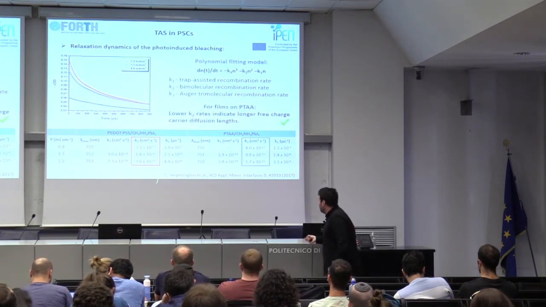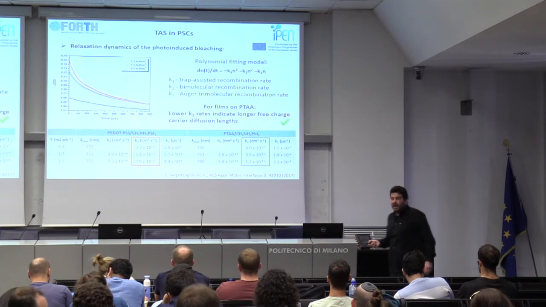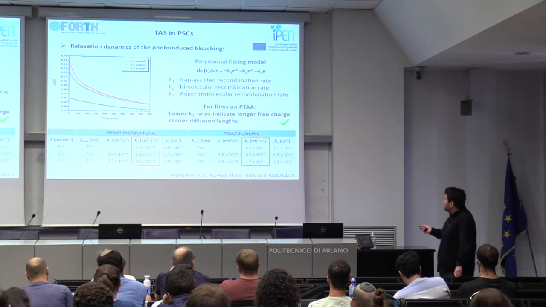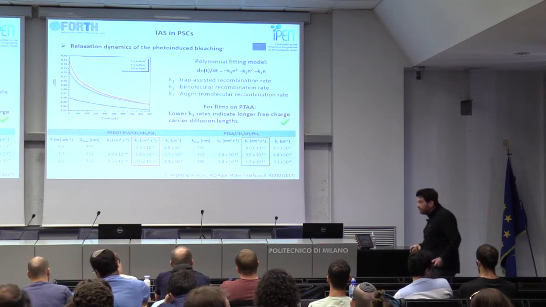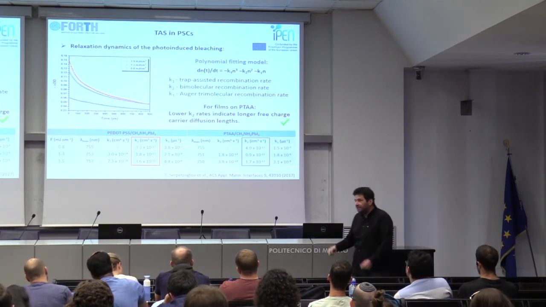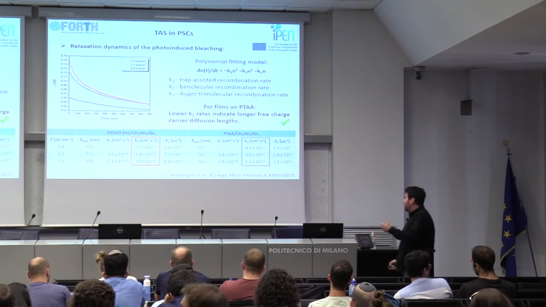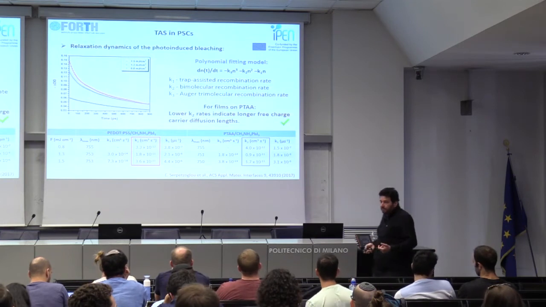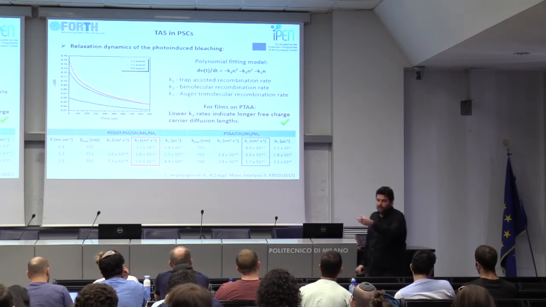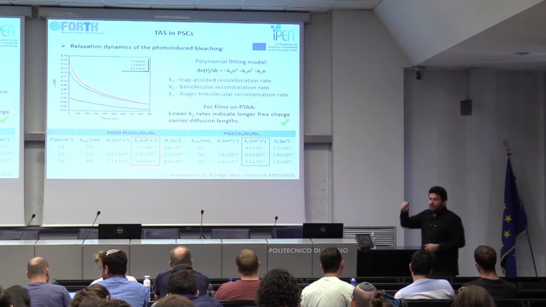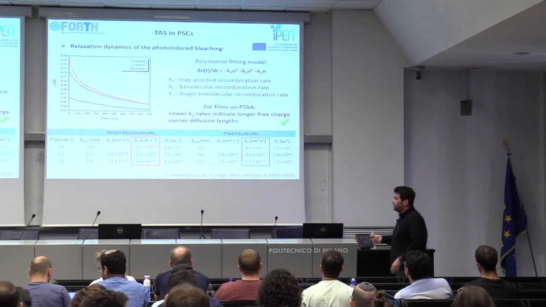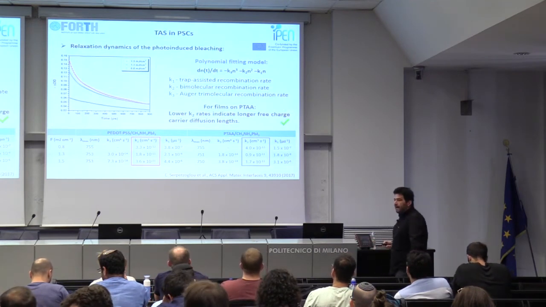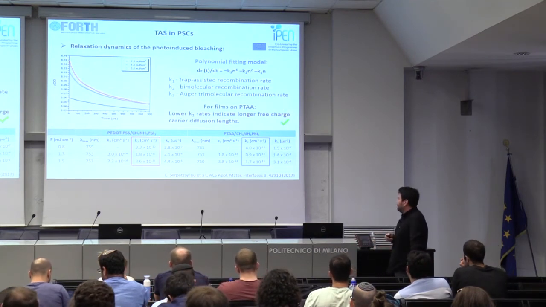And we can see that the K2 parameters for the PTAA polymers are lower, and this is indicative of longer charge carrier diffusion lengths. So in the PTAA polymer, let's say, not only is there better charge extraction, but the free charge carriers can diffuse better and with longer penetration lengths within the actual perovskite film.